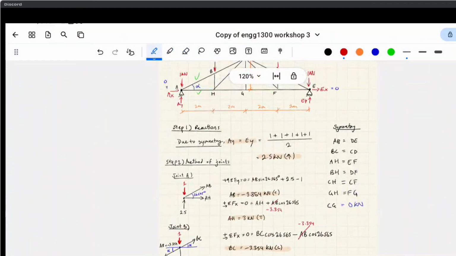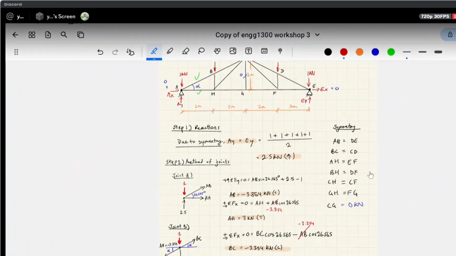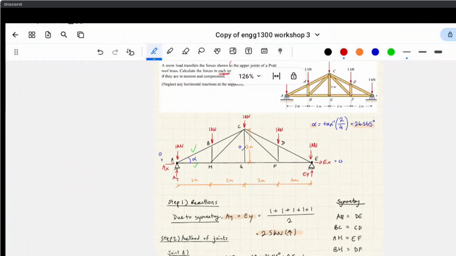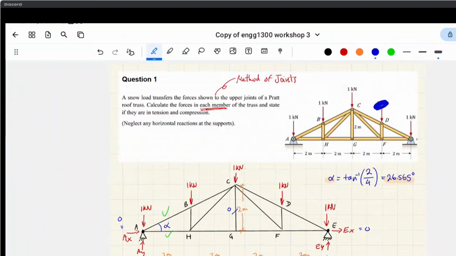Okay, what else have we got? What if the bridge wasn't symmetrical? How would you find the reaction of A? So if this wasn't here, for example, all the members would have different forces and you can't do the symmetry thing. Oh, I see what you mean, because these are both pin supports. They wouldn't give you that question on this course because it's impossible to solve with the methods you've currently learned.